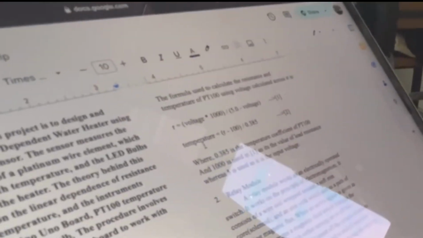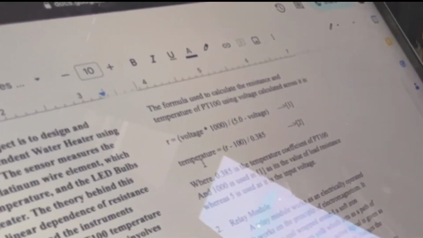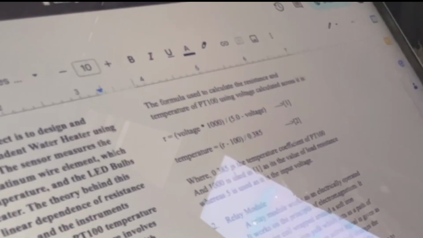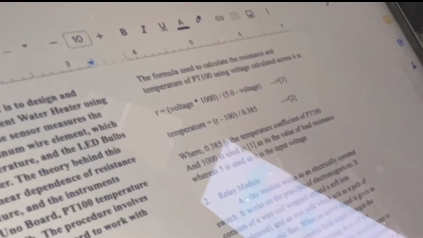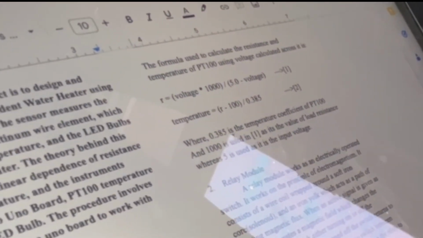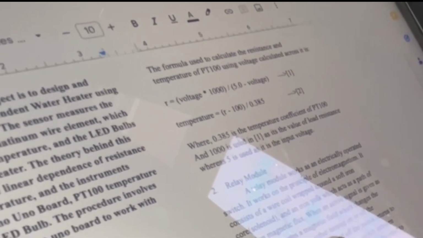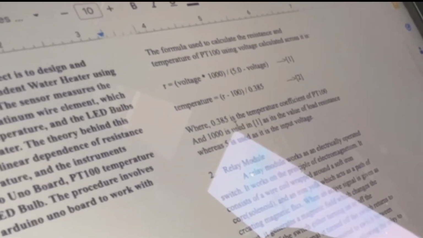The formulas used are as follows. The resistance is calculated through the voltage which is measured across it, and the temperature is calculated subsequently. 0.385 here is the temperature coefficient of PT100, 1000 is the value of the load resistance, and 5 is the input voltage which is given through the Arduino.